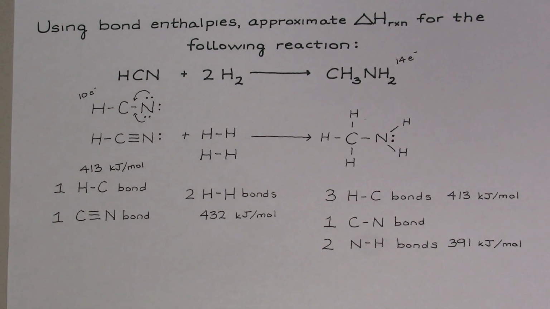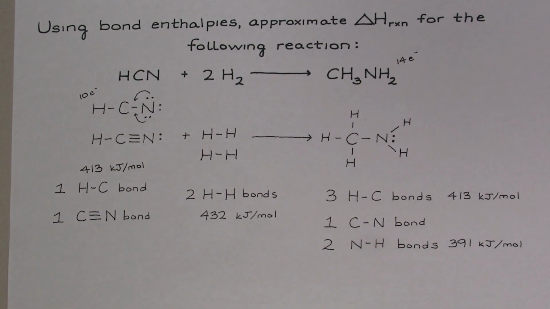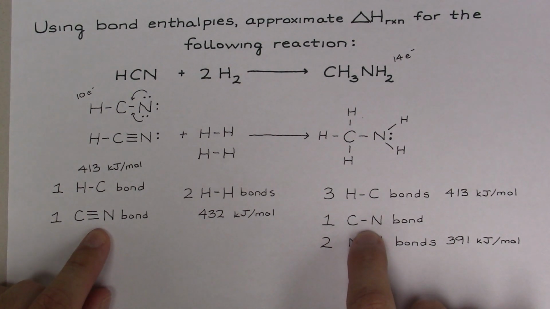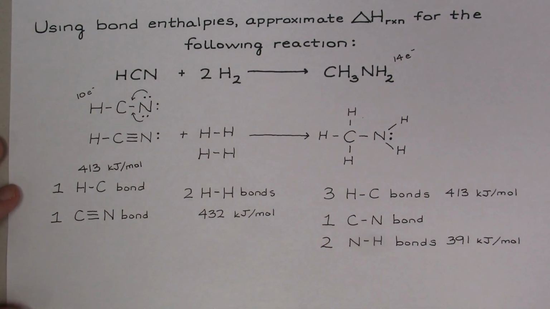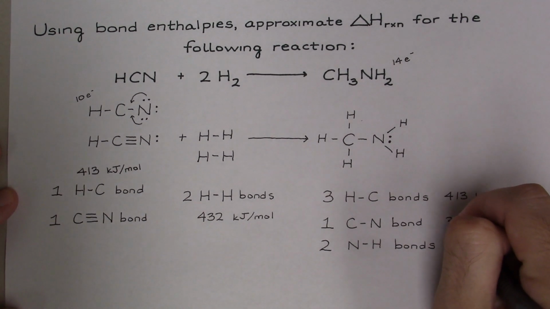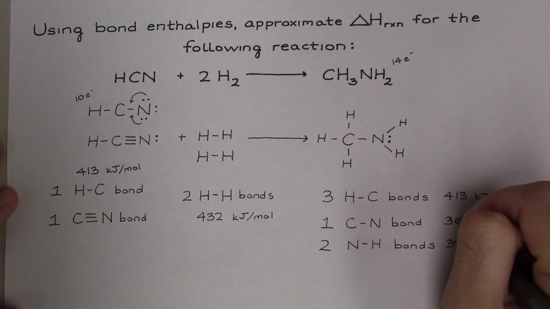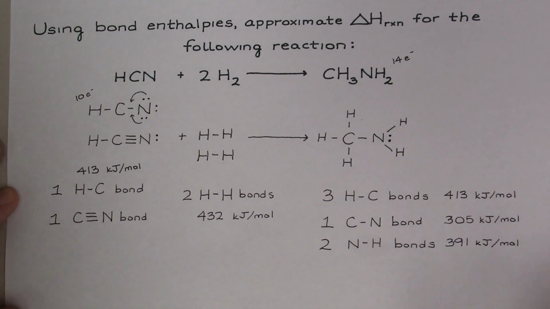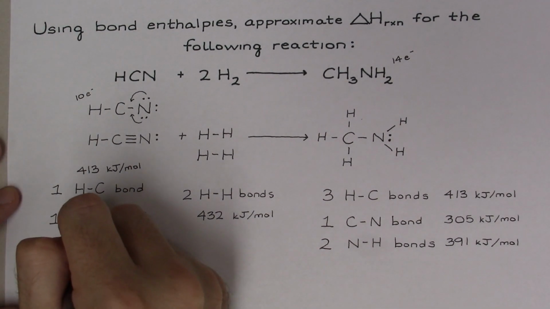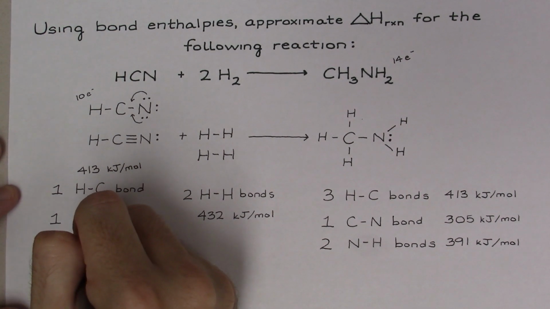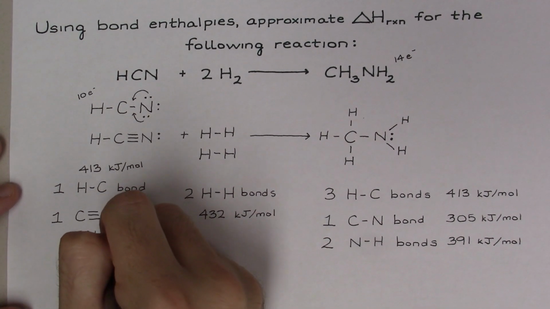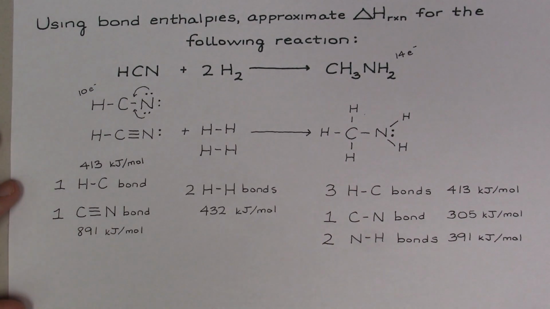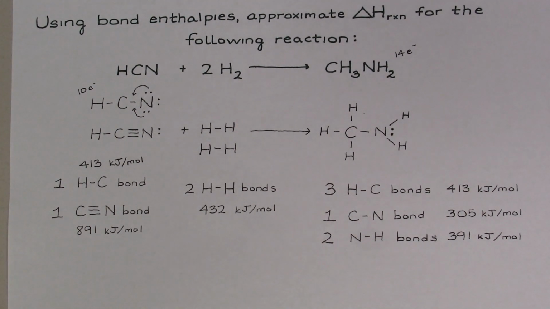Now we have to discriminate between our single bond and our triple bond. Remember that our single bonds should be weaker, so it should have a lower energy. That value is 305 kilojoules per mole. For our triple bond, that value is 891 kilojoules per mole. Remember, having a multiple bond makes it shorter and stronger. That's produced by having a higher energy.